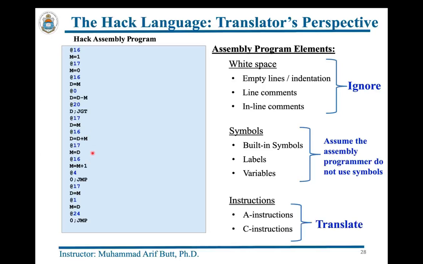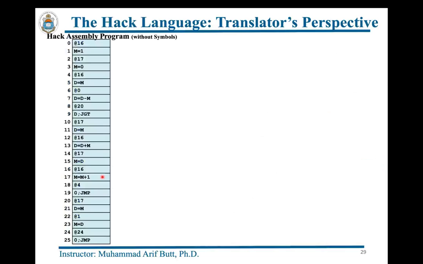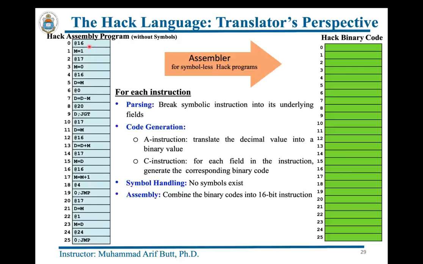So my dear students, the only task that the assembler now needs to perform is to translate these A and C instructions one after another. Do note that there is nothing else in this file containing the hack assembly program. Okay, so here are the 26 assembly instructions with addresses starting from 0 to 25. Note that each address contains some text, and we need to convert this text into a 16-bit binary code. So here are the 4 tasks we need to do for every instruction: parsing, code generation, maybe we can omit this for the time being, and then we need to combine or assemble.